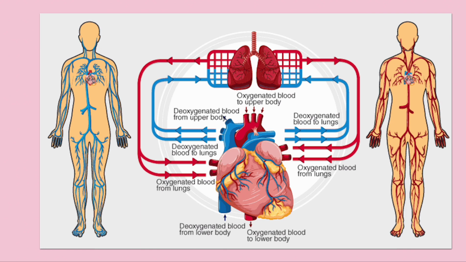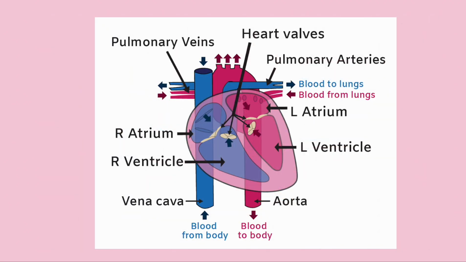Once the blood is oxygenated, it leaves the lungs through the pulmonary vein and is received at the left atrium. It is then transferred into the left ventricle through the mitral valve. The left ventricle is also the most muscular part of the heart because it is responsible for pumping oxygenated blood into the rest of the body through the aorta.